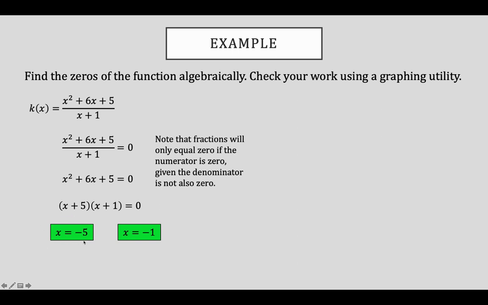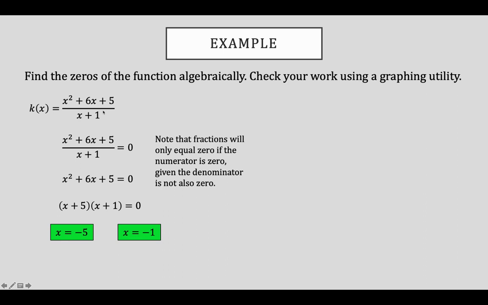Here we have x is equal to negative 5. Plugging in negative 5 for x gives me 0 divided by negative 4. And 0 divided by negative 4 is 0. This first solution checks out. Yes, that will definitely be an x-intercept. Now, let's test this second solution that we found. x is equal to negative 1. Plugging in negative 1 for x gives us 0 divided by 0.